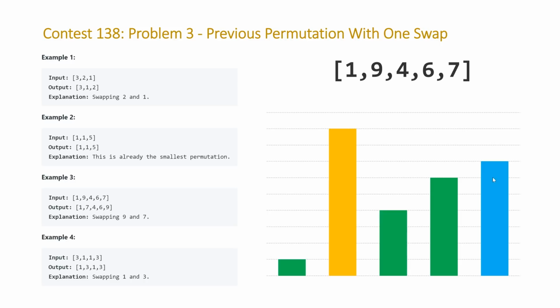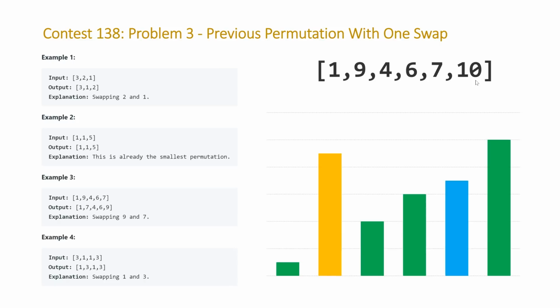So originally I thought, okay, you just need to go from the right, find the first element that isn't in descending order, and then swap that with the last one. But the problem is that if you have a value at the beginning here that's actually larger than this value, swapping it isn't going to give you a lexicographically smaller array.